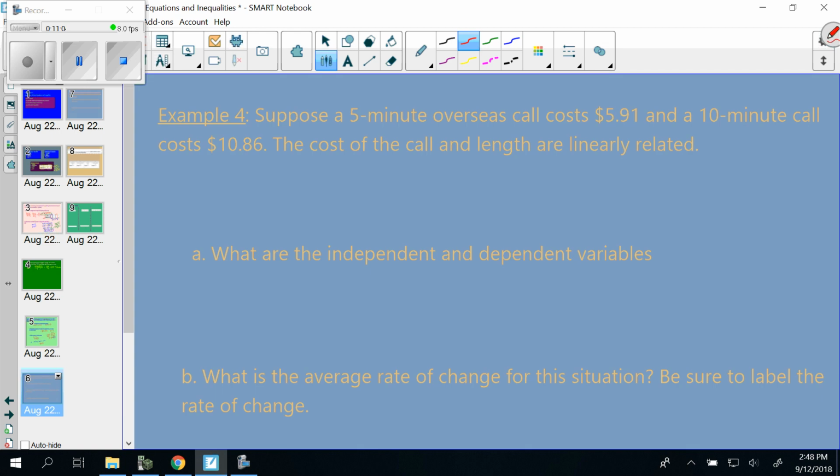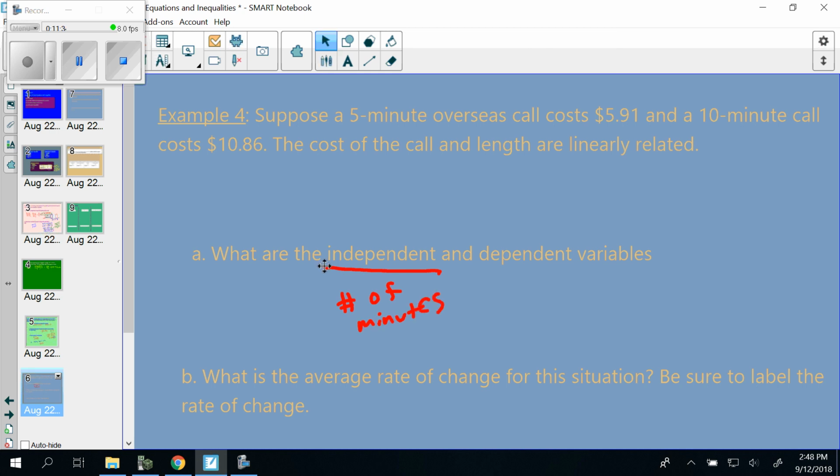All right, next example. Suppose a 5-minute overseas call costs $5.91 and a 10-minute call costs $10.86. The cost of the call and the length are linearly related. What are the independent and dependent variables? Why don't you pause the video and see if you can pick out which ones those are. All right, our independent variable is what you would input, which is the number of minutes. What we get out once we know the number of minutes is our dependent variable, and in this case that's the dollar amount, the cost.